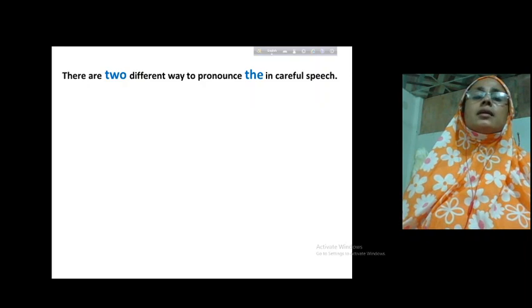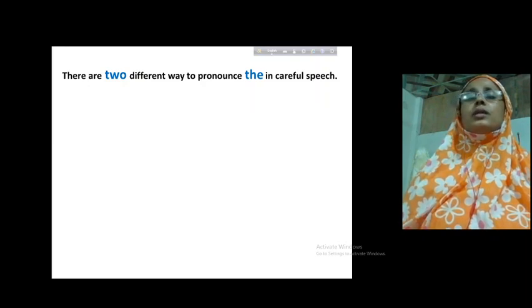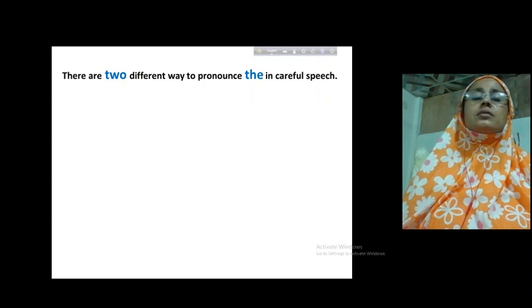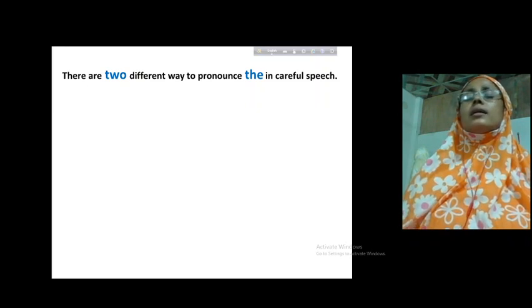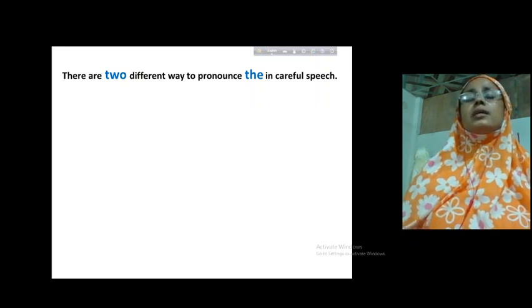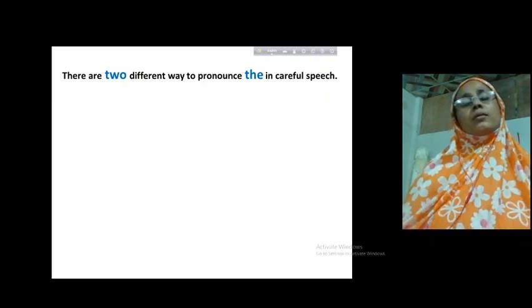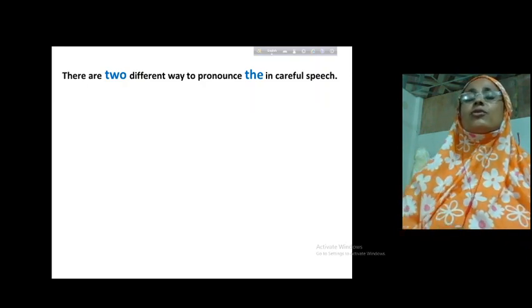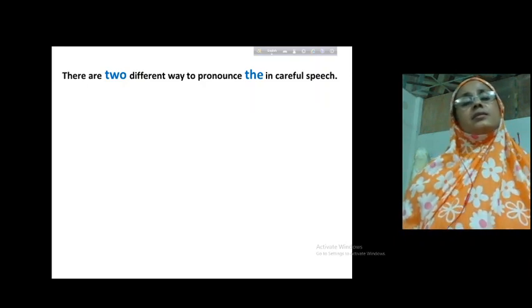Again, there are two different ways to pronounce the in careful speech. I mean, when you speak, the has two uses. Sometimes we say thuh and sometimes we say thee. Check when you will use each in pronunciation when you are speaking. Basically, in writing the form is the same, but in speaking it is different. Then how is it different? Look.